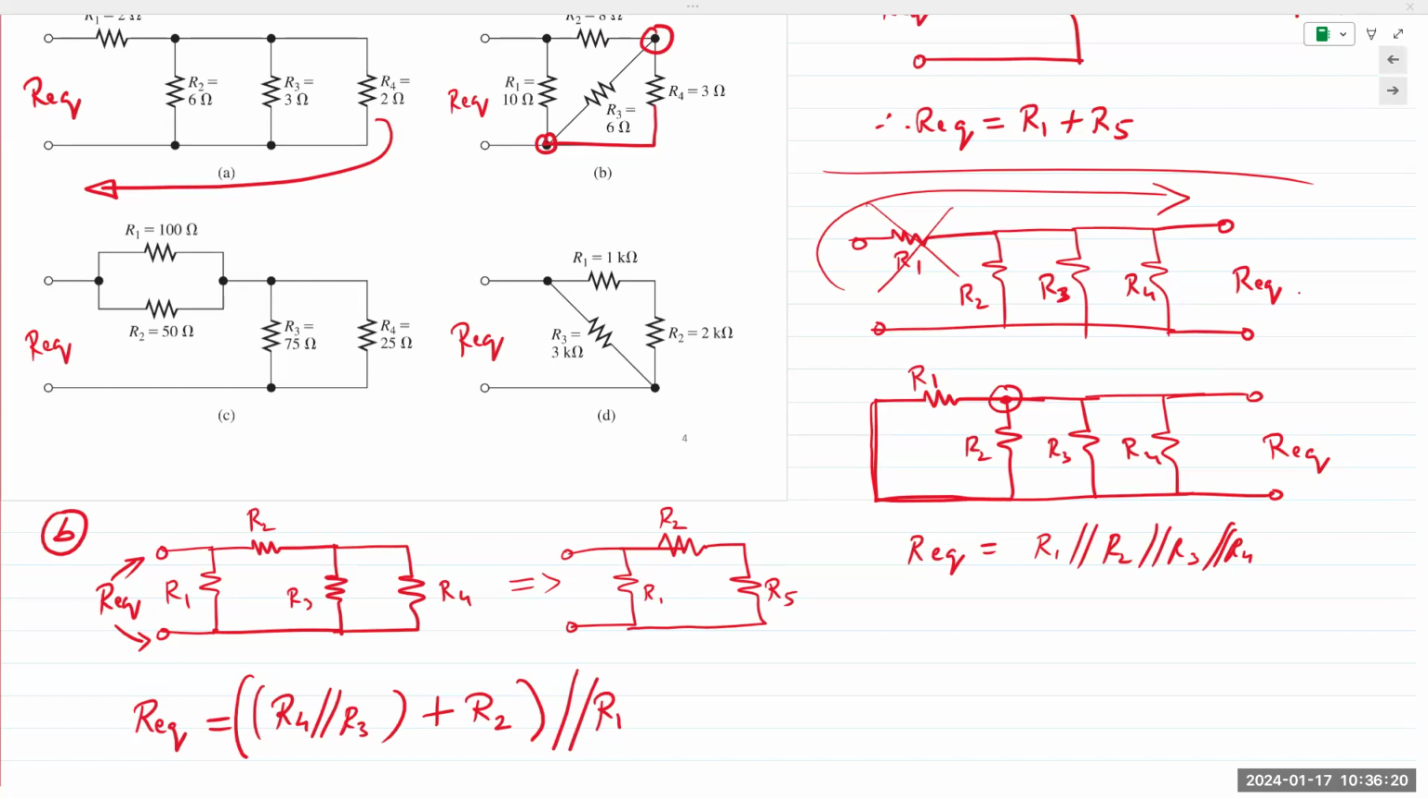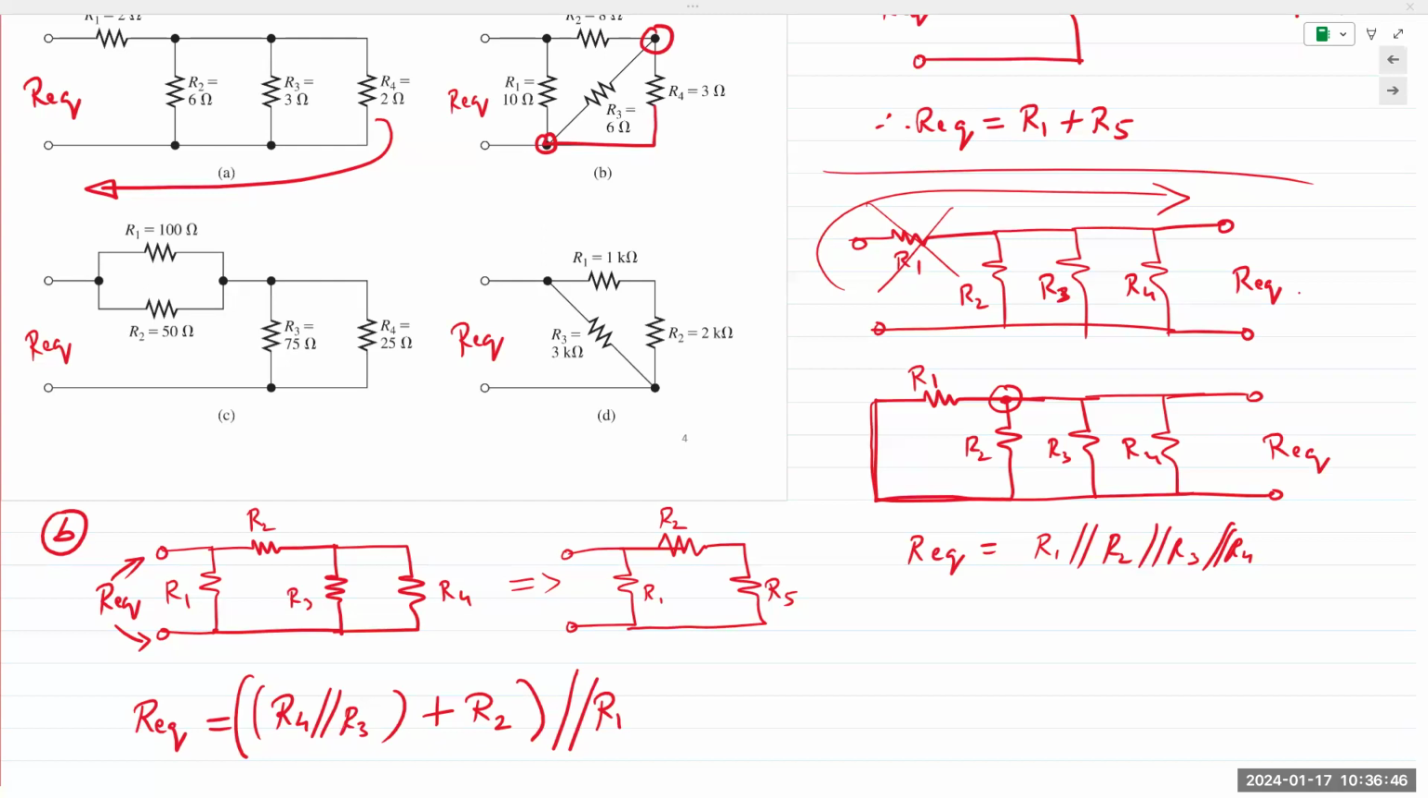2, 3, and 4. Yes. Once you reduce R2, R3, and R4, you'll have one single resistance, and that would be in parallel with R1. Any other questions? Okay.